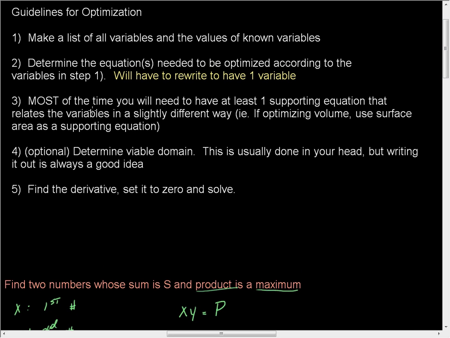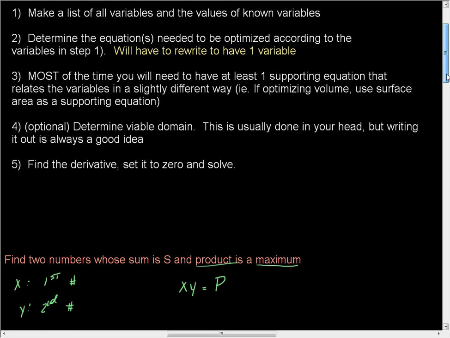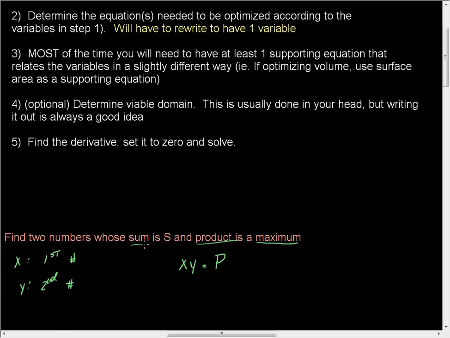Now, most of the time you will need to have at least one supporting equation that relates the variables in a slightly different way. For example, if you're optimizing volume, use the surface area as a supporting equation. In this case, it kind of leads us. It says the sum is S. So we're going to go ahead and work with the sum. So now we know that x plus y must equal S. We don't know what S might be. And if I'm a landscaper and I'm doing this, I don't know necessarily how much fencing the person's going to allow me to buy. But I know that it's some value. So I'm just going to call it S as that value.